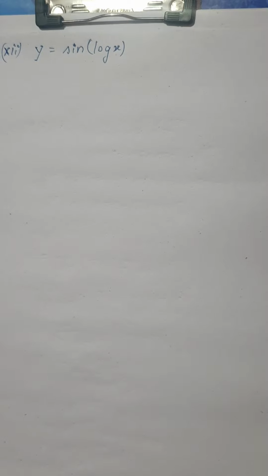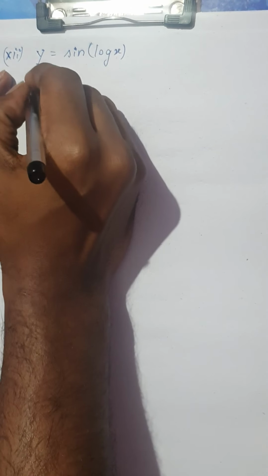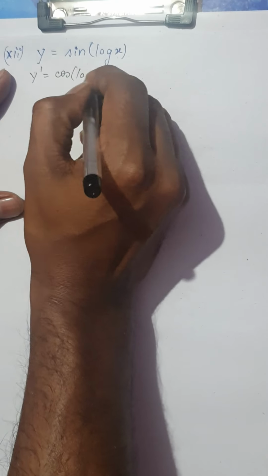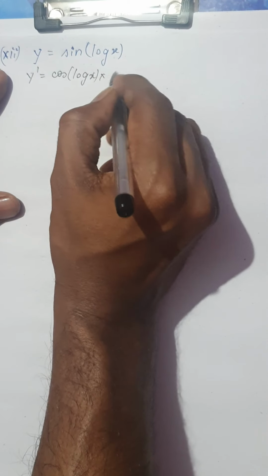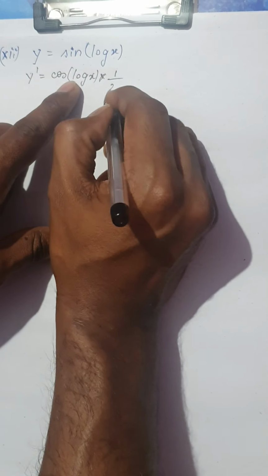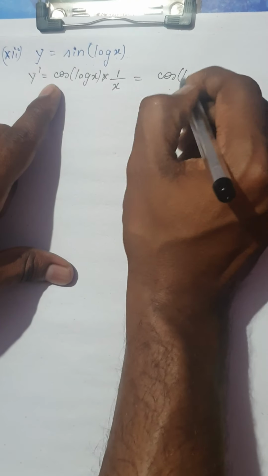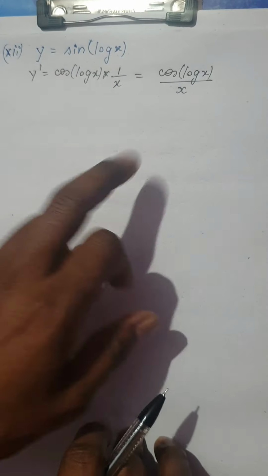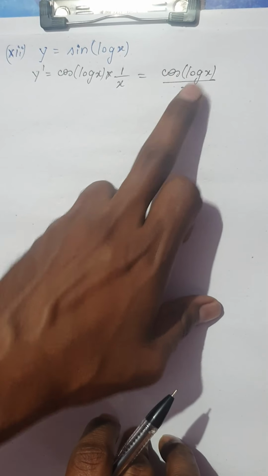Okay friends, so we'll move on to the last question of the session. I have y is equal to sin of log x. The first derivative of this: derivative of sin of f of x is cos of f of x into derivative of f of x. Derivative of log x is 1 by x. Actually this can be written as cos of log x divided by x. Remember, this would be a quotient function, cos of log x by x.